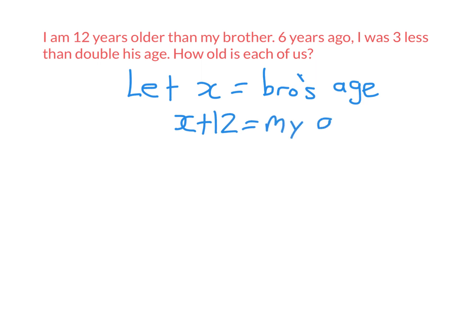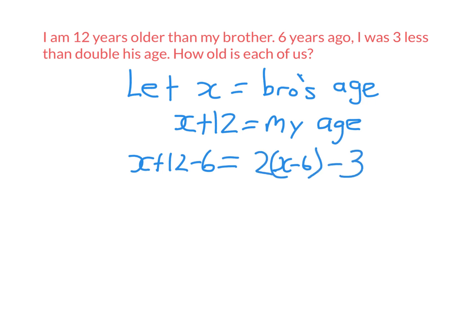Notice I've used the same pronumeral to define both of the things I'm trying to find. So after we've defined our variables, we set up an equation. So 6 years ago, my age was x plus 12, which is my age now, subtract 6. So the worded information is telling us that that was my brother's age 6 years ago, doubled, and 3 less than that. We now have an equation we know how to solve. Let's just tidy it up a bit. So x plus 12 minus 6, just collect like terms.